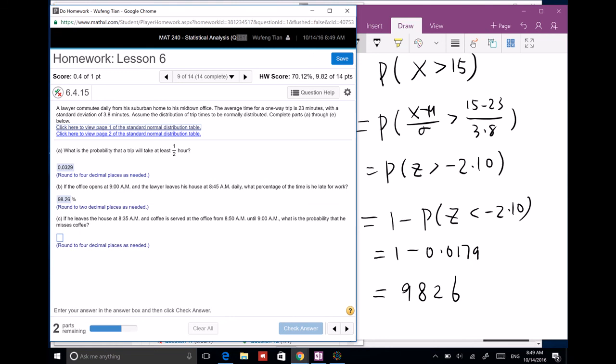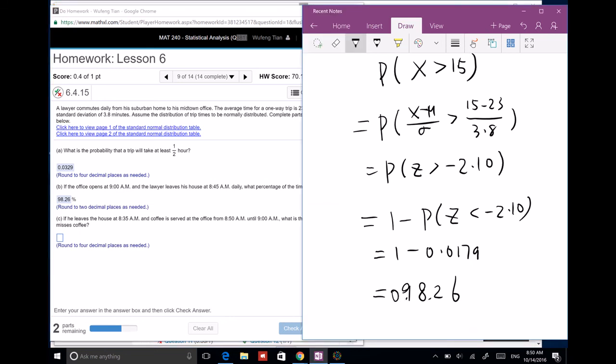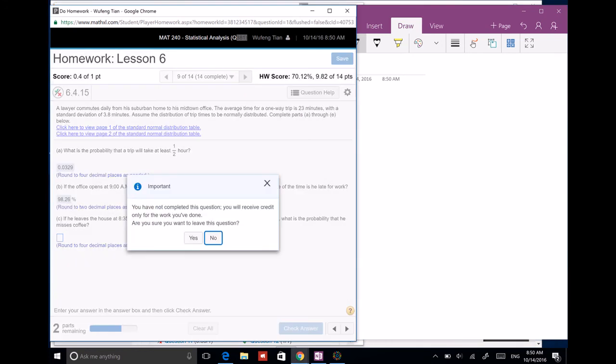That's how you do it. Then you have 98.21%. So this is the same idea. The next one I leave to you. You basically follow the same procedure: find out the z-score and find the probability. Okay. So number 10.